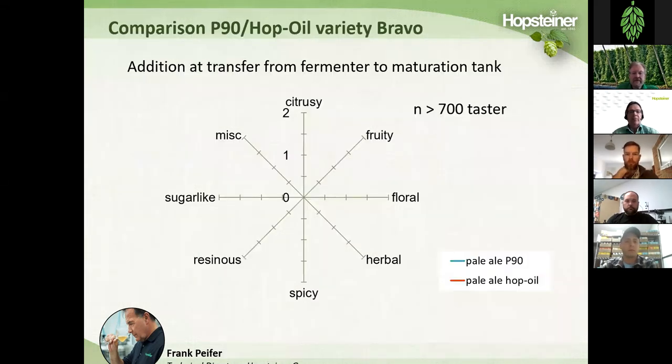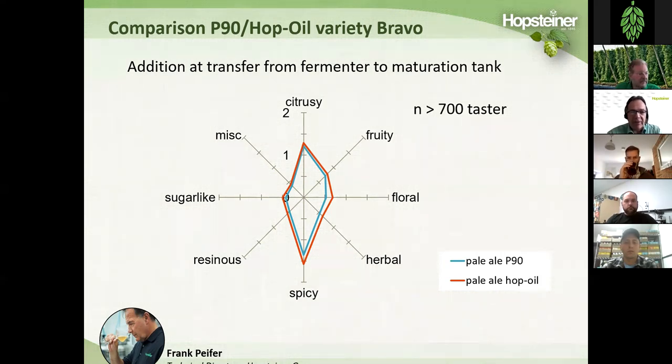So we once made some trials. We produced beer. We presented it at the Brau in Nuremberg. That's the reason for these more than 700 tasters that we had. And we produced one beer with P90 Bravo and the other one with hop oil variety Bravo. And we had the same point of addition, which was into the maturation tank. And the result was that the aroma profiles, the spider web coming from both beers, were very similar and nearly matching. We were surprised about this. So the effect coming from the hop oil was the same as the effect coming from the P90s.